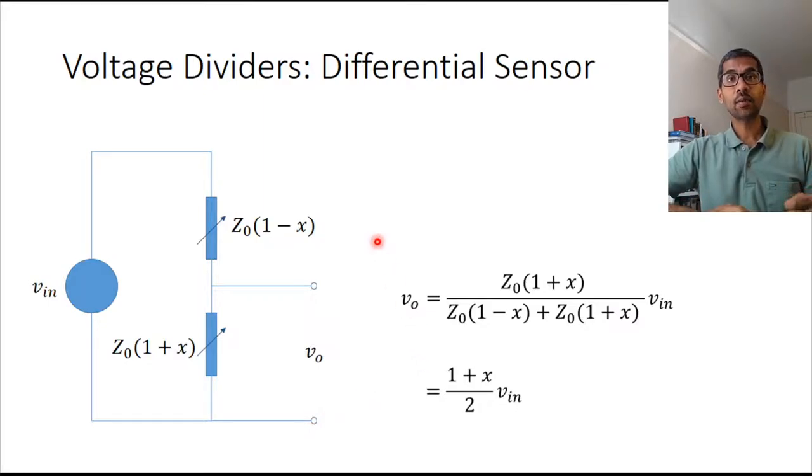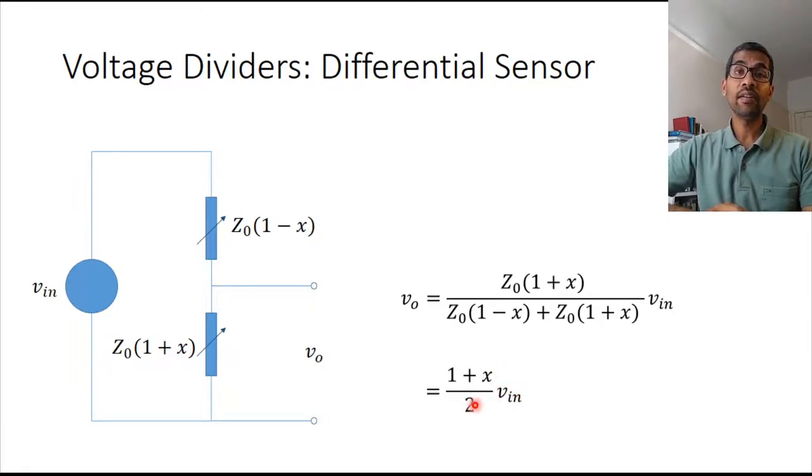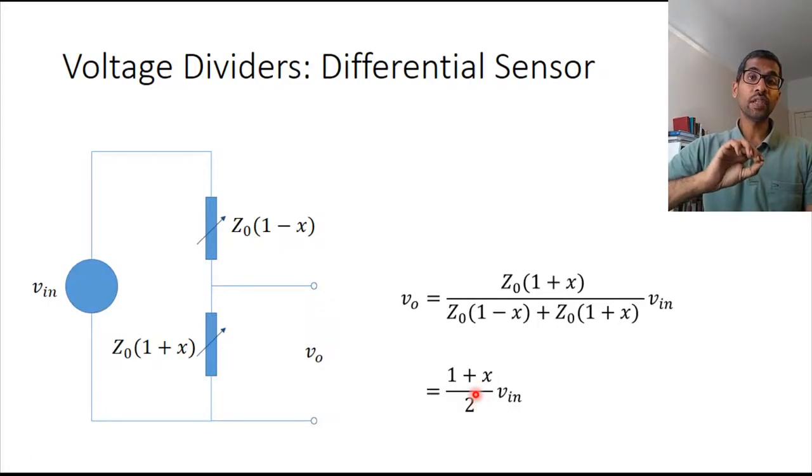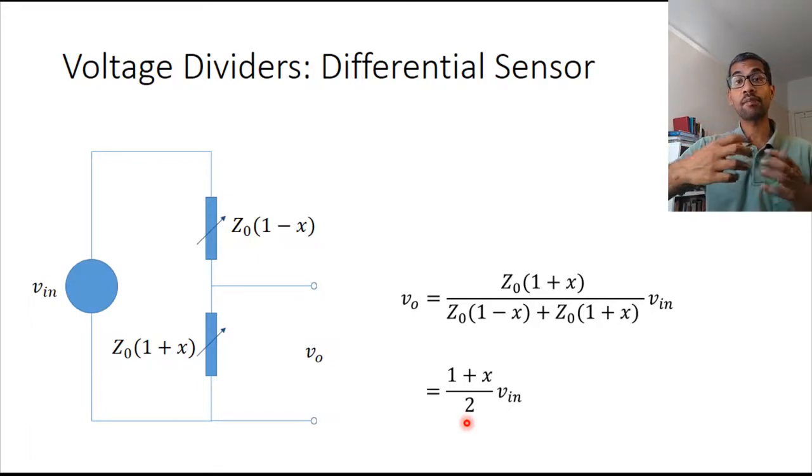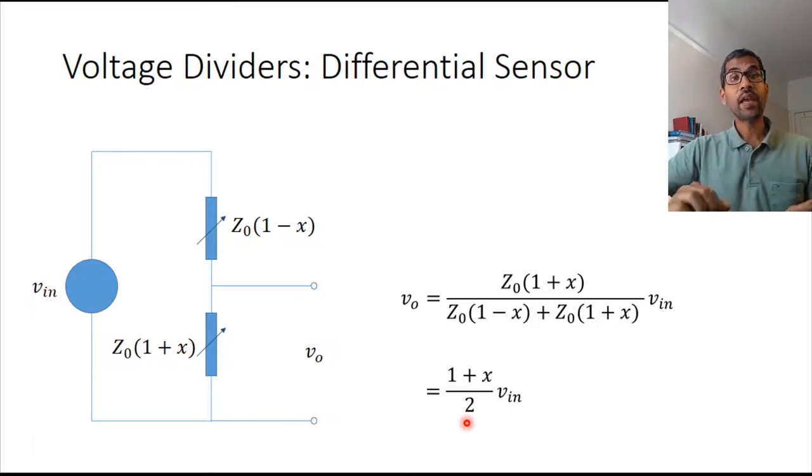In that case, the output turns out to be 1 plus x over 2 times V in, which means that there is no x term in the denominator. In the previous case, we said that the sensor will only be linear if x is much smaller than 2. But here, there is no such constraint. So in differential sensors, you have much better linearity, and that helps in several ways in using the sensor. We discussed some of those ways when we were discussing sensor characteristics.